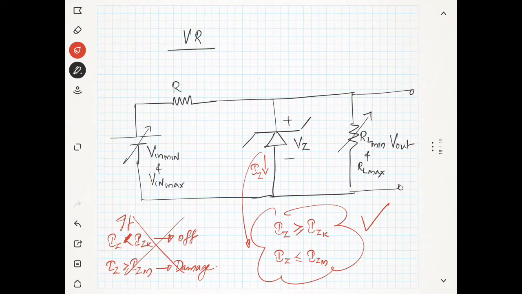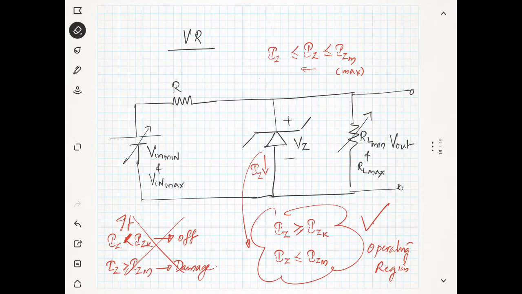This is not a good condition, and this is the operating region, between this limit. So the current should satisfy the condition that IZ should be less than the maximum limit, and it should be greater than IZK, which is the minimum limit. That means the current in the Zener diode should be between some minimum point and a maximum point. It should be in a suitable operating region.